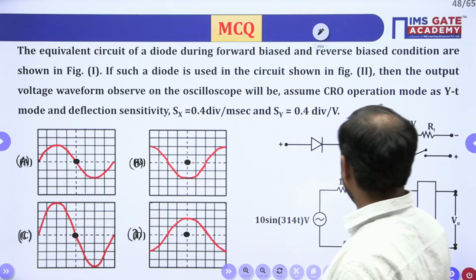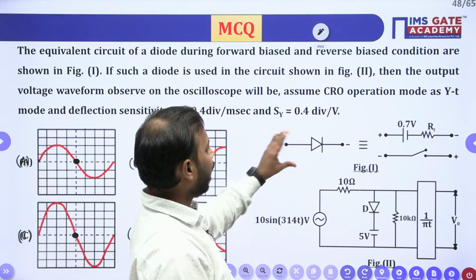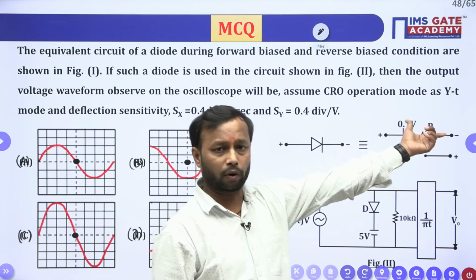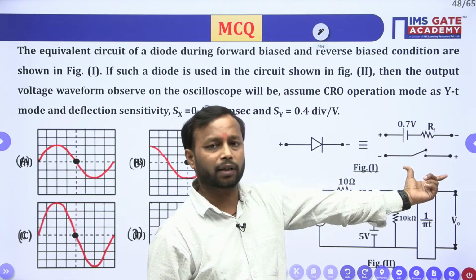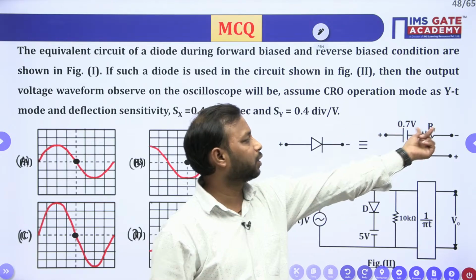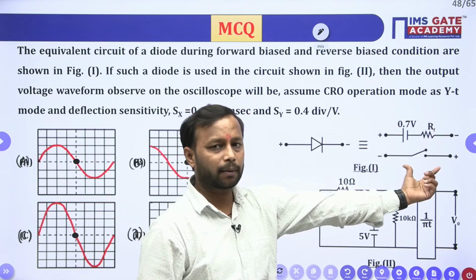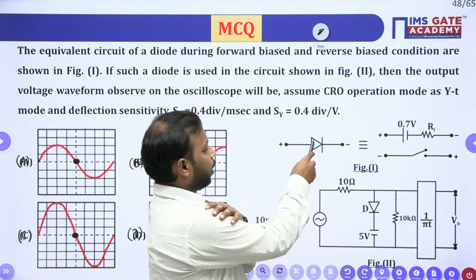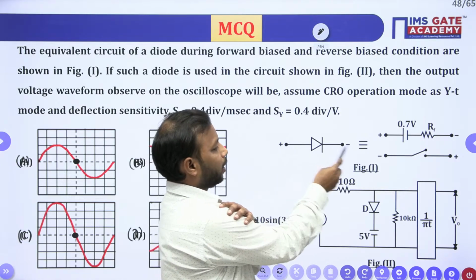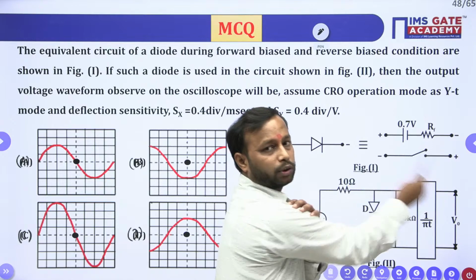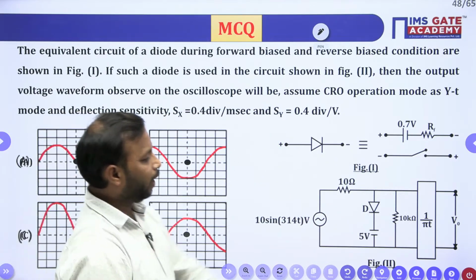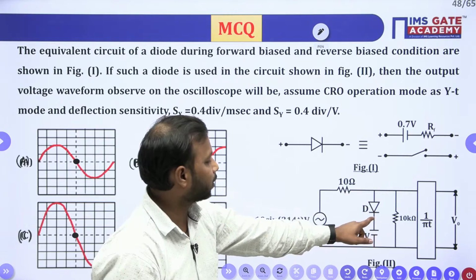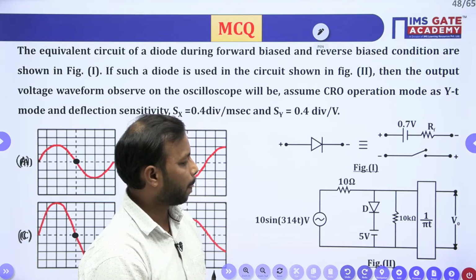If you see, the diode is given as an equivalent circuit for the forward bias condition and for the reverse bias condition. In forward bias, the diode is replaced with a 0.7 volt source and a resistor, and in reverse bias, it is replaced with an open circuit. How do I know this is the reverse bias condition? See the plus and minus symbol here; for reverse bias, the polarity is opposite. So we need to check first whether this diode is working in forward bias or reverse bias condition.